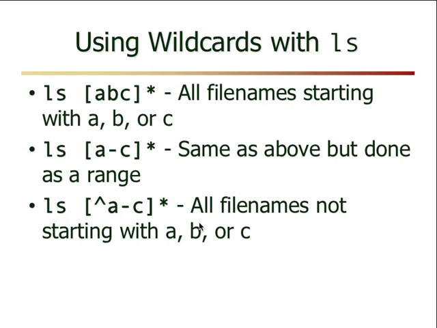And then here's an interesting thing with lists. We've got the brackets ABC with an asterisk, all files starting with A, B, or C. We're going to need this for some of the find commands, actually, and this is, hint, hint, some of the syntax you're going to be using in the assignments. List A through C is the same as above, but done as a range. So A through C, A, B, or C. And then we have all names not starting with A, B, or C, with the caret symbol being the not symbol, not an asterisk or exclamation point. I'm not quite sure it's called a caret symbol, I can't remember at this point.